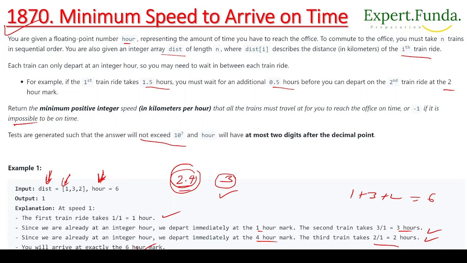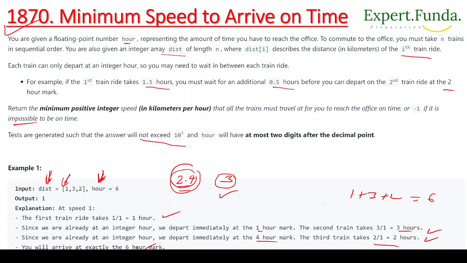But how can we find out if a speed makes us complete the journey within the constant time? That's why we are saying we can easily find the time required for each individual ride for each train, and then sum them up and compare with the total time given to us.